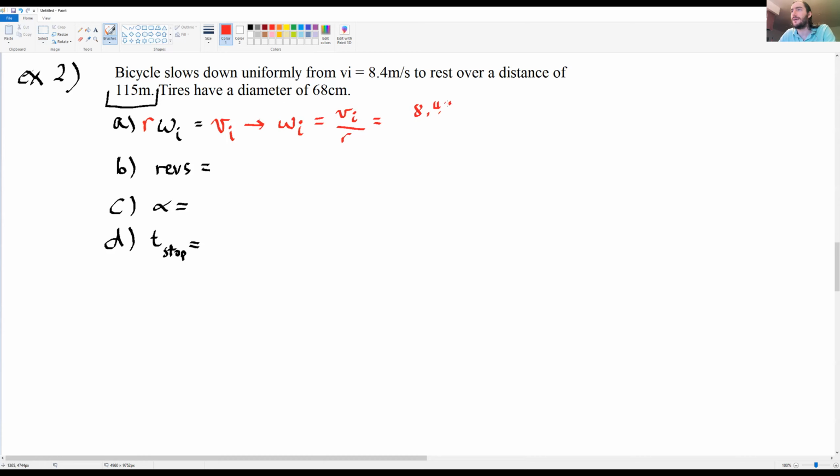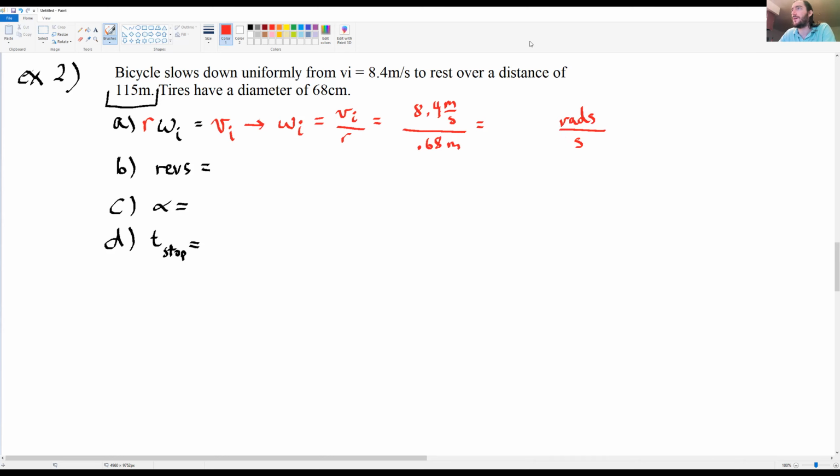So if you plug in the numbers, 8.4 meters per second divided by 68 centimeters, but convert that into meters, so 0.68 meters. Then you have to realize that we're looking at an angular velocity here. When I take the ratio meters to meters, what I'm really doing is looking at the ratio of something like the circumference of a circle to its radius or to its diameter. And so that gives us units of radians.